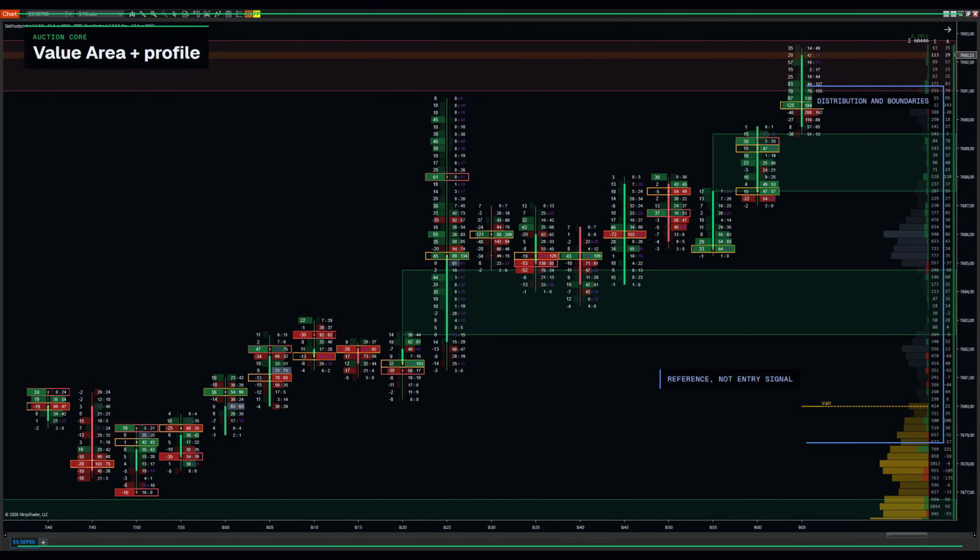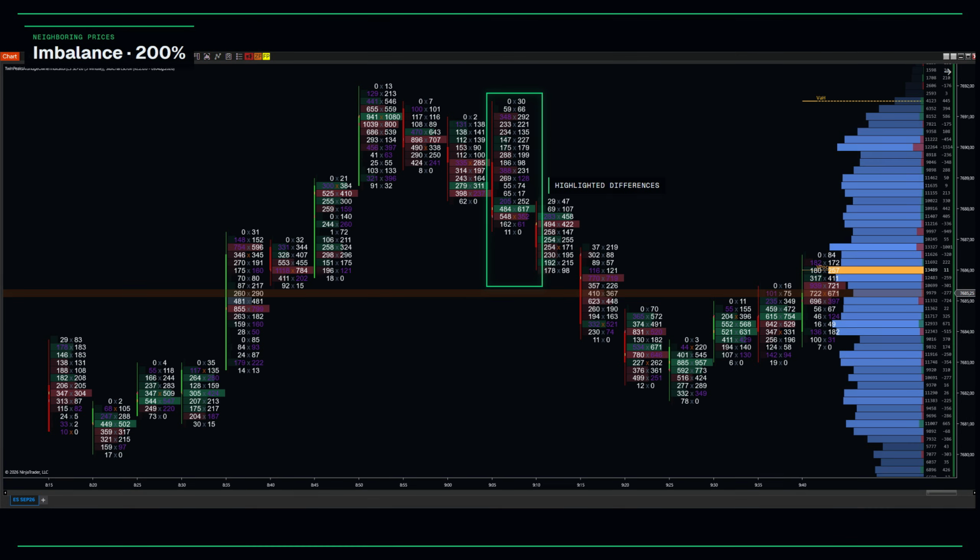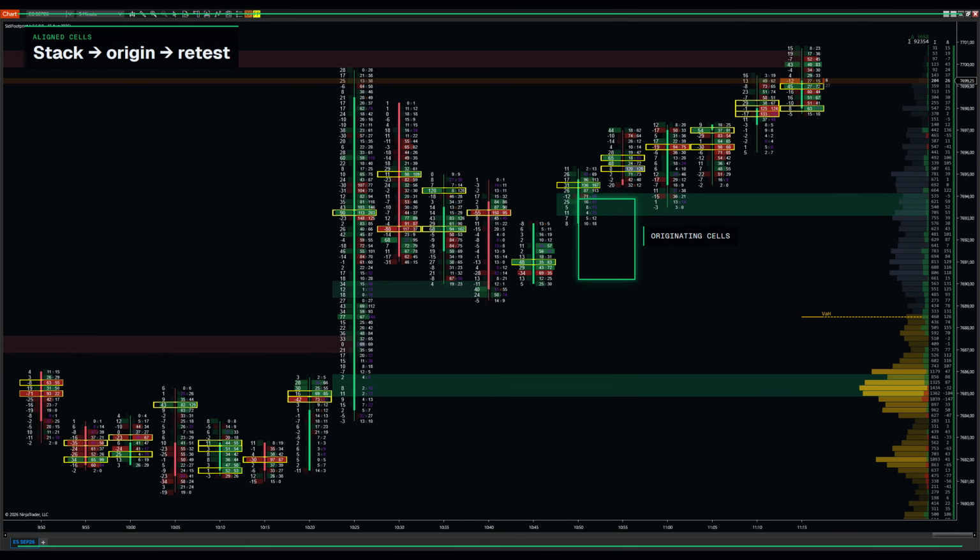A reference can remain untested, become tested, or break. The line is not an automatic entry. An imbalance highlights a strong difference between buyers and sellers at neighboring prices. Raising the imbalance threshold removes weaker hits. Several aligned imbalances form a stack, but the useful test is what happens when price returns. We mark the originating cells and later retest, never empty space.